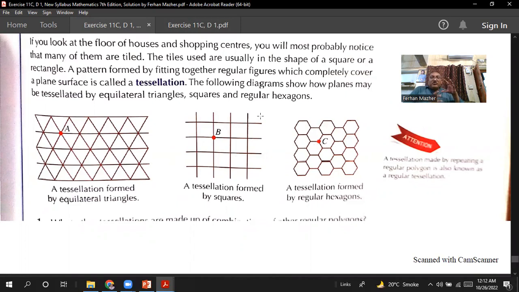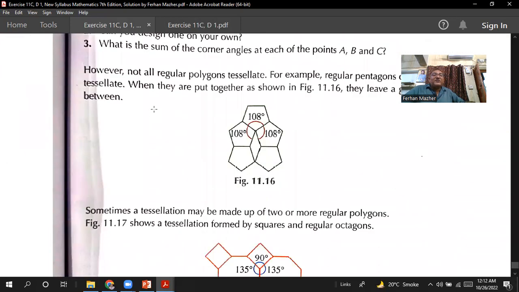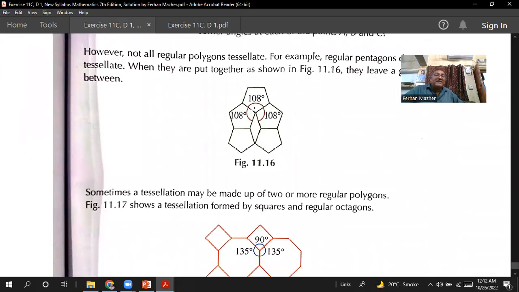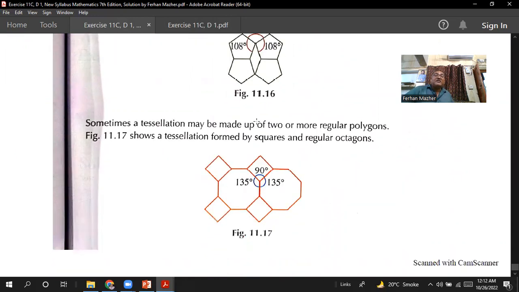So these figures do tessellation because when you put them touching each other, about each point the sum of the interior angles is 360. So no other figure can do that. For example, here we have shown regular pentagons. When you put the regular pentagons together, there is a gap here, and the sum of these angles will not be 360, because there is a gap.